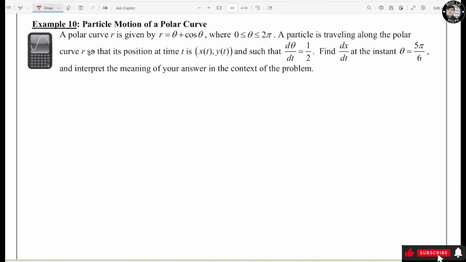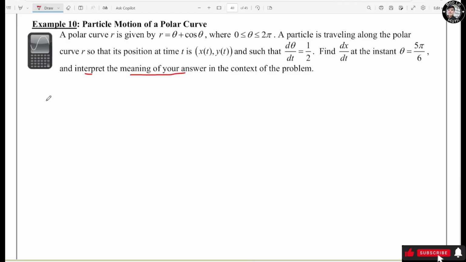Now let's move on to the last example, example number 10. Particle motion of a polar curve. A polar curve R is given by R equals theta plus cosine theta, where theta is between 0 and 2 pi. A particle is traveling along the polar curve R so that its position at time t is x of t, y of t, and such that d theta over dt equals 1/2. Find dx over dt at the instant theta equals 5 pi over 6 and interpret the meaning of your answer in the context of the problem.